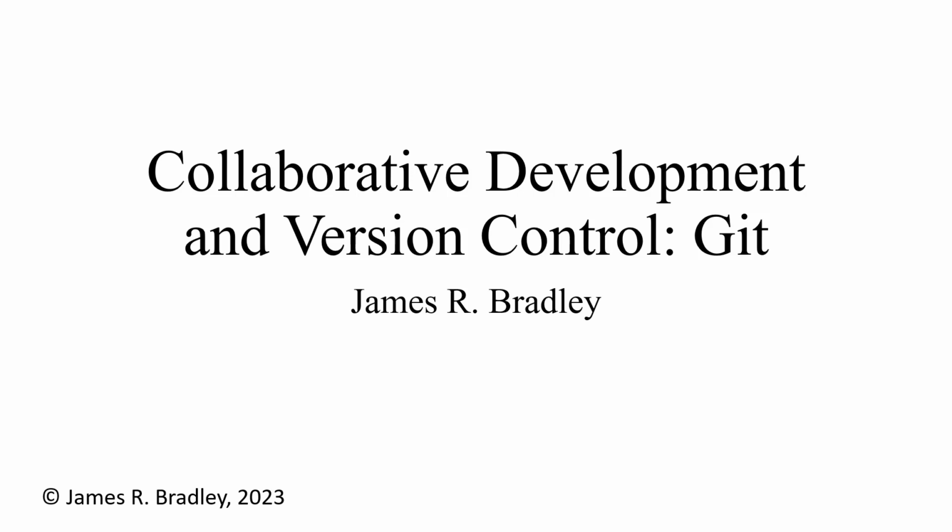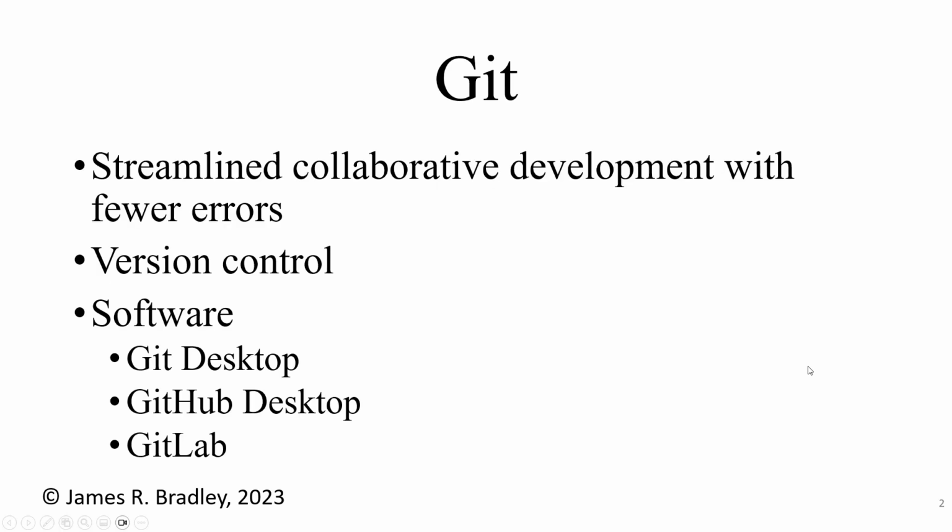This is an introduction to the GitHub tutorial, and more generally, an introduction to collaborative development and version control with Git. Git is a mechanism that we can use to streamline collaborative software development, or development of solutions if you're doing analytics, and do so with fewer errors.